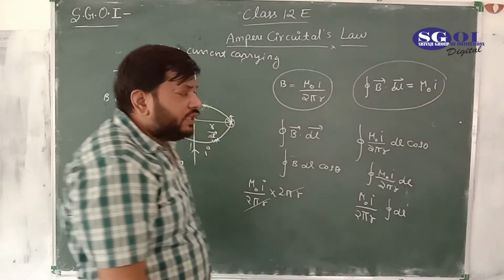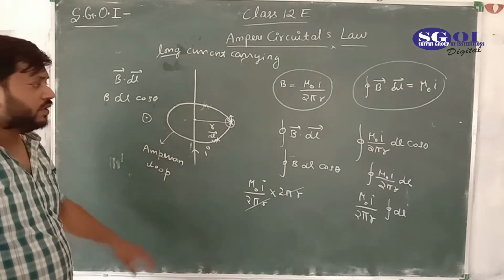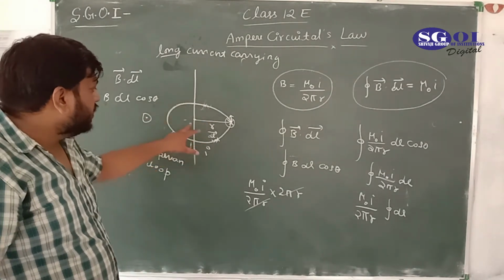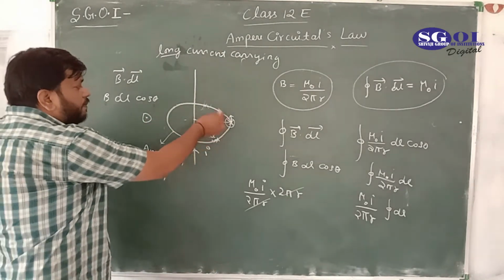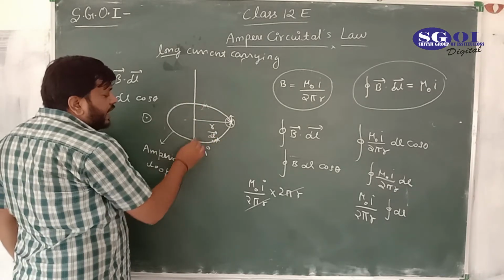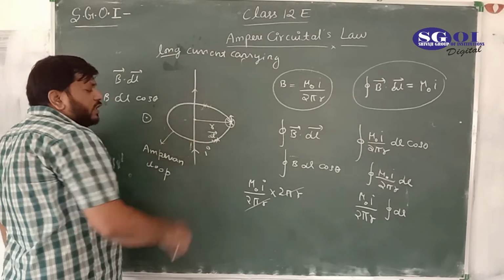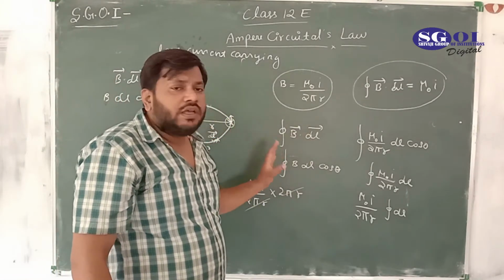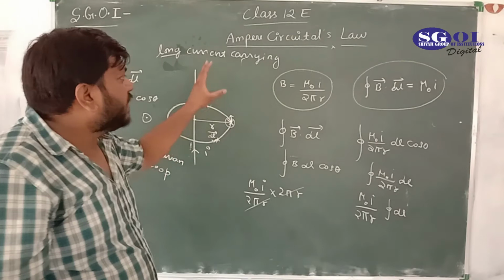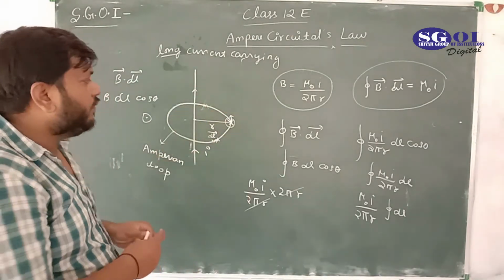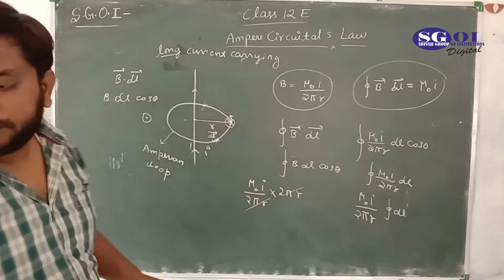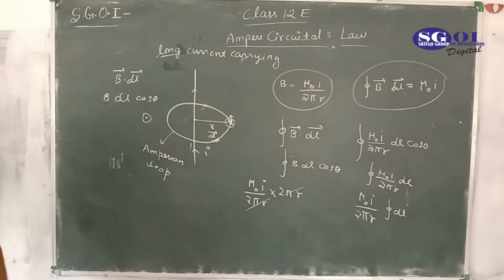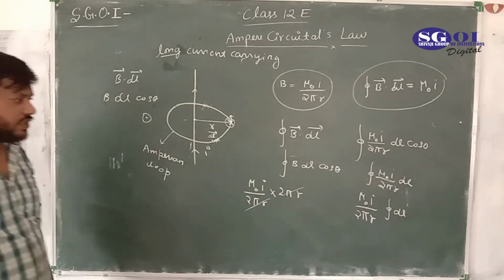I is what? The net current passing through this amperian curve, and you can see current I is entering and current I is going out. So the net current passing through this amperian curve is I. So this is the simple proof of Ampere's circuital law. Now we could derive the magnetic field because of a long solenoid. So let's start.